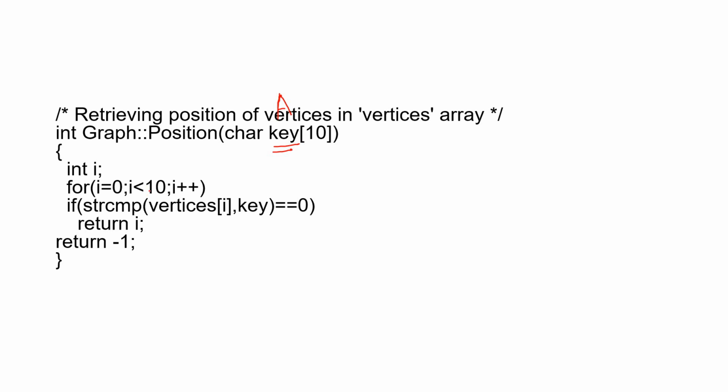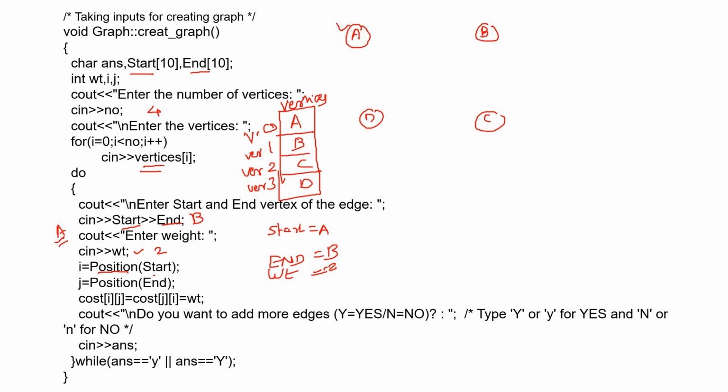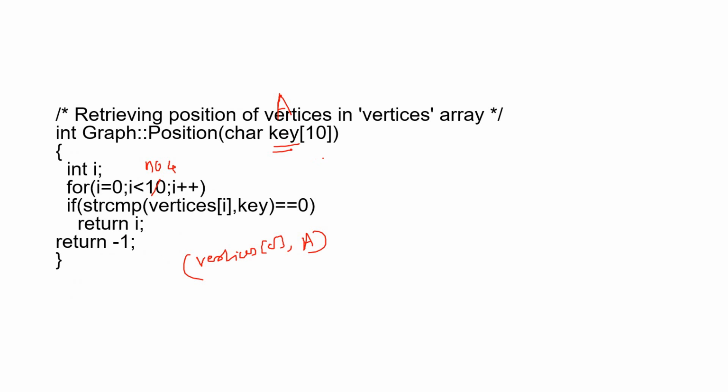After that I am going to compare: I is equal to 0, I less than the number of vertices, which is equal to 4 right now, I plus plus. So string compare of vertices of I, starting from 0. So vertices of 0 is compared with the key value A. So what is there in vertices of 0? We have already created that array, and vertices of 0 is equal to A.